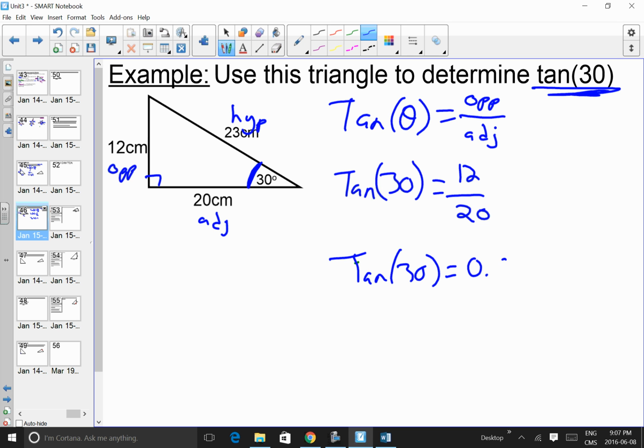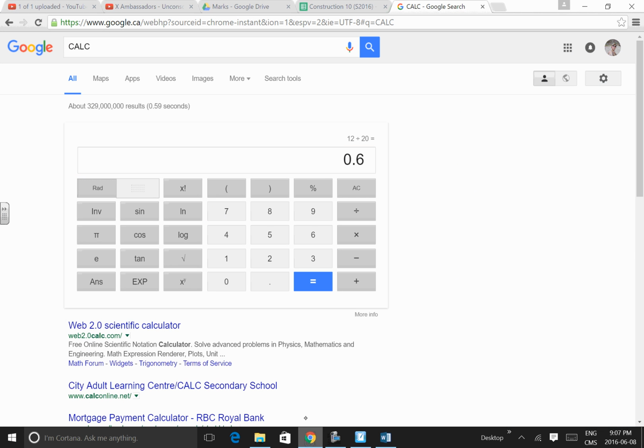equals 0.6. Now, what's cool about this is, on a calculator, you'll notice I got my sine, cosine, and tan button. Here's my tan button. So, this is what your calculator is doing. If I type in tan 30, it's picturing a triangle like the one we just did and doing opposite over adjacent, if you have it in degree. Tan 30 equals pretty close to 0.6.